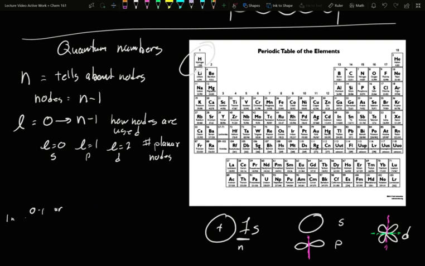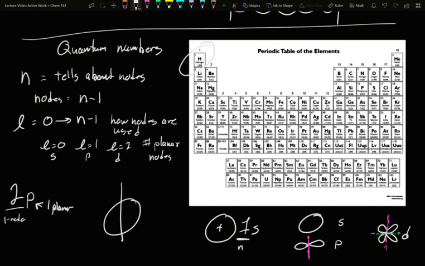If instead we were told it's a 2p, p tells us one of them must be planar. I only have 1 node. So I know it's 1 node, and I know that it's 1 planar. Well, that's all of my available nodes. So have a sphere, hack it with a plane, which means that really becomes 2 lobes. One of them is positive, one of them is negative. Anytime you pass through a node, you have to change phase.